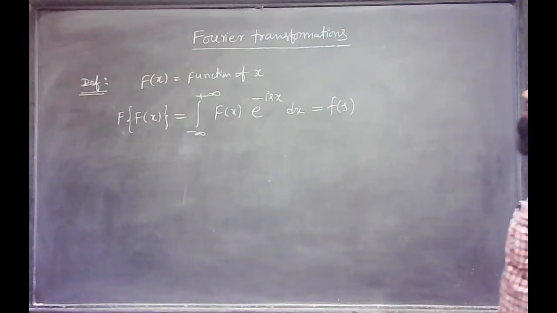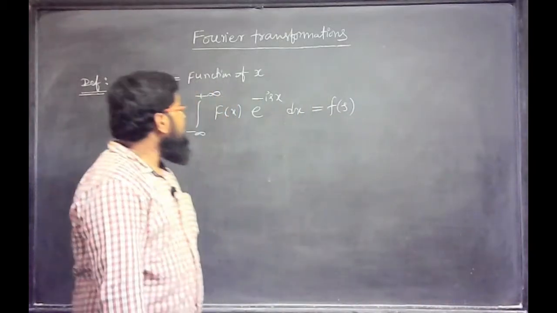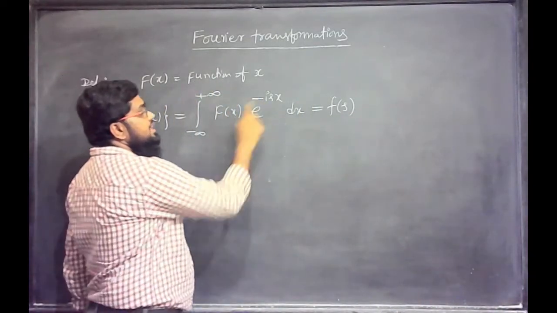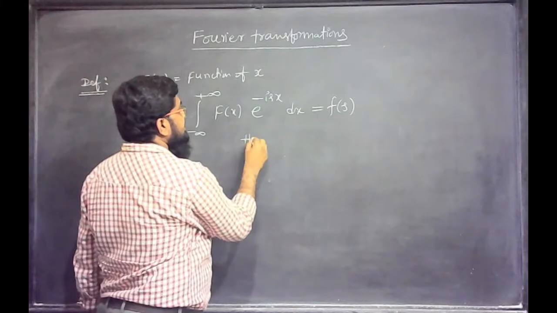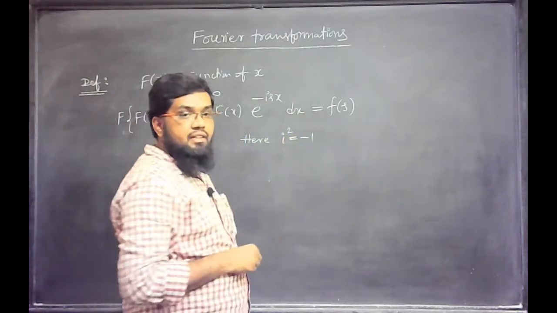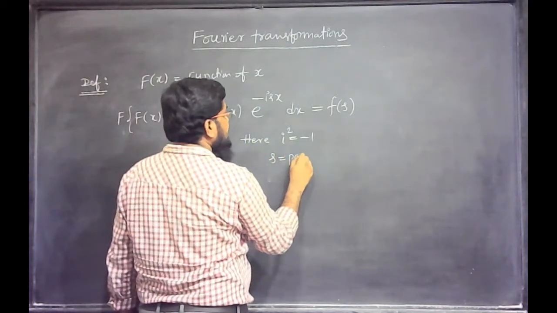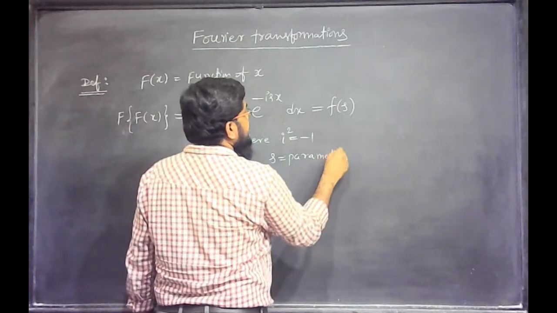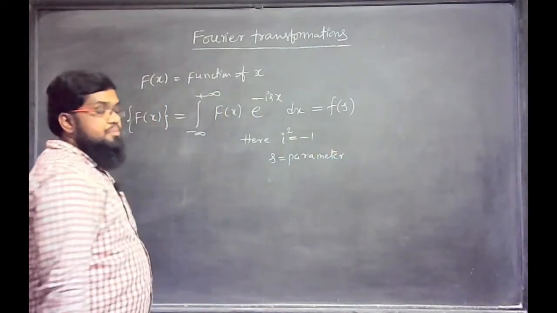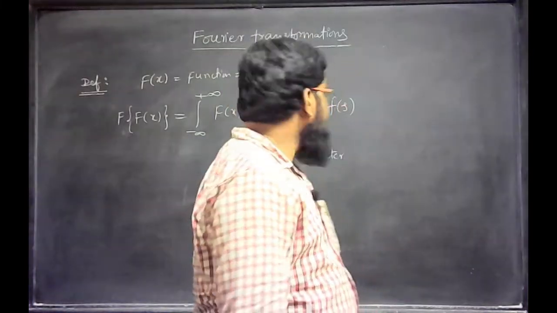See it clearly, just like the Laplace transformation definition. Remember, i is here. What will i be here? i squared is minus 1, that is a complex number. So s is a parameter. The space x to the space s we are moving through this transformation.